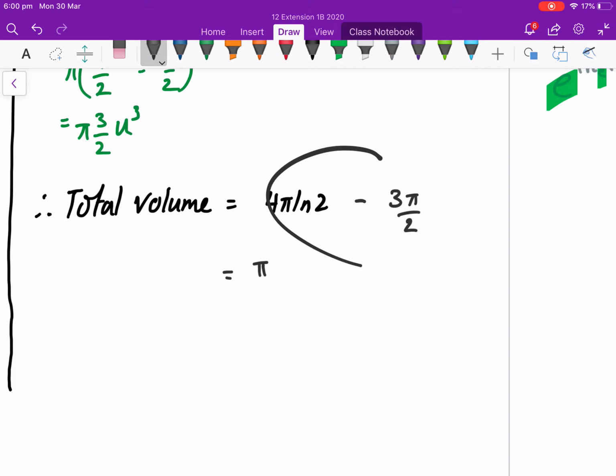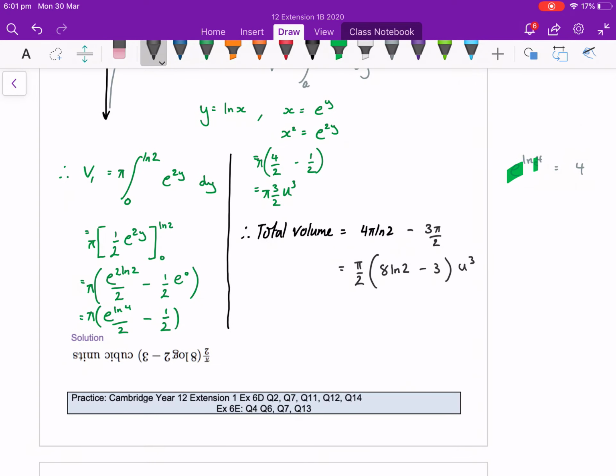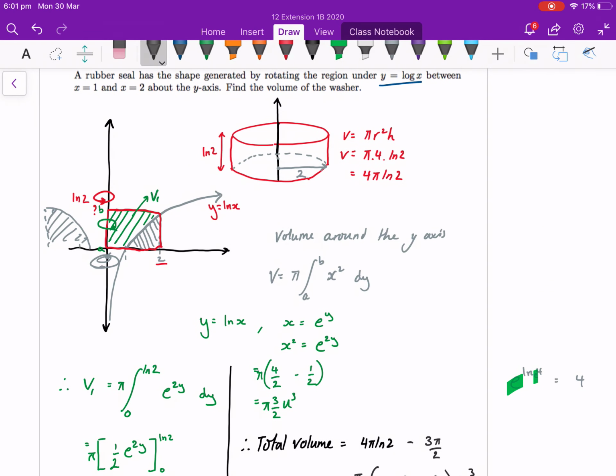To simplify this expression, you can see one of the terms is a fraction, so we'll take out the over 2 part. Now, if we divide through by 2, that gives us pi over 2 times 8 ln2 minus 3, and that is units cubed. All right, it's a really good question, that one. Lots of different skills being tested there. Yes, it's volume under a curve, but it's the volume around an axis, and it happens to be the y-axis. It's the fact that we can rewrite the log to give us an exponential, and therefore we can use that to integrate.